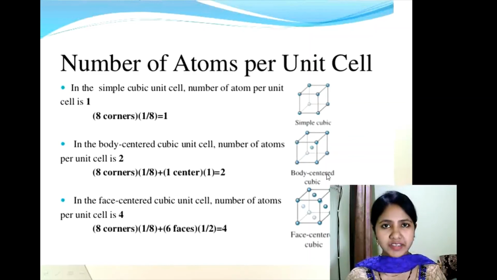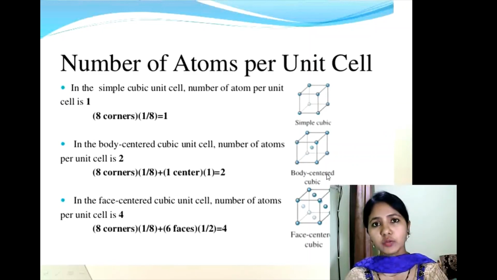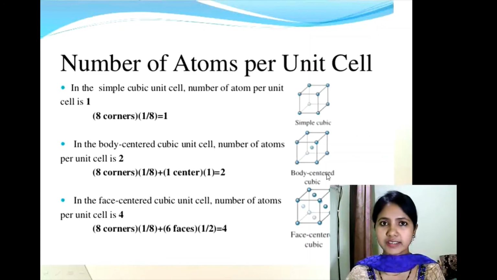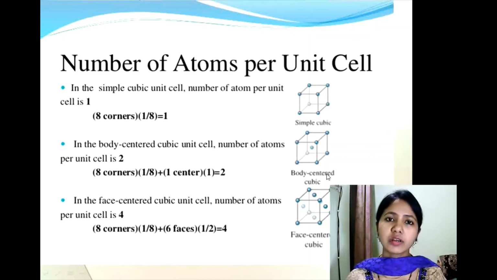Again, 6 faces are there. So what is the contribution of these 6 face atoms? 6 into 1 by 2, because total faces are 6 in a unit cell and the contribution of each atom is 1 by 2, that is half, because in each face the atom is shared by 2 unit cells. One is itself and the second is the neighboring unit cell. So the total number of atoms here is 4. I think it is now clear to you.